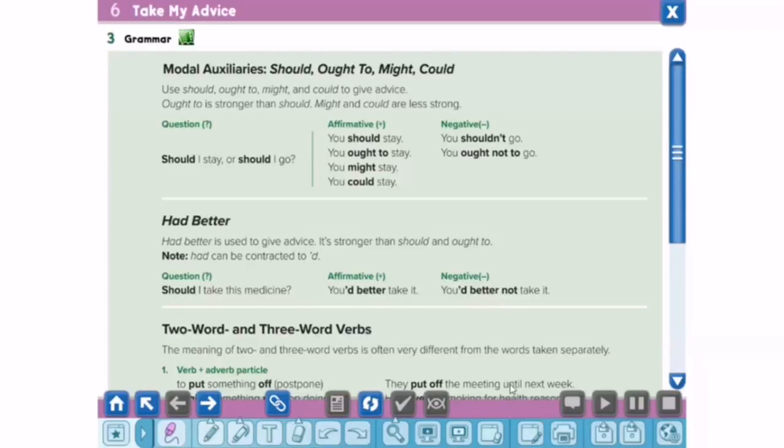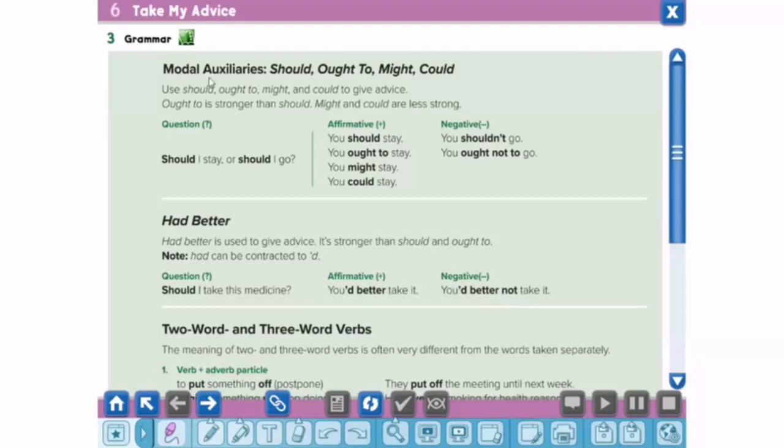This class will be introduced by flipped classroom strategy. That means we will listen and watch the video of today's lesson, and then tomorrow, inshallah, we will do the exercises in our class. The lesson is about the grammar of this unit. This is unit number 2. Take my advice. This lesson consists of three parts.